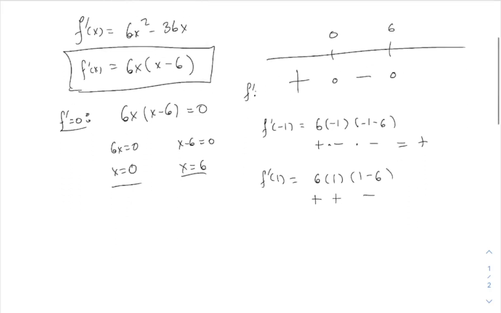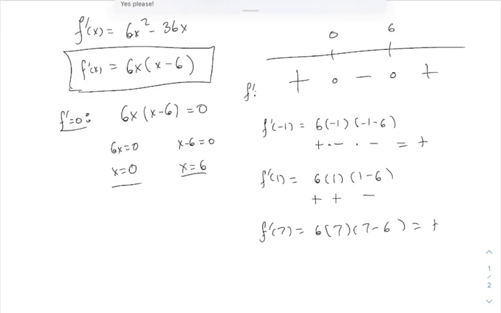And then to the right of 6, I'll choose 7. f'(7) is 6 times 7 times (7 - 6). Those are all positive, so this is positive. All right, so it's increasing and then decreasing and then increasing. This will help me draw the shape of the curve.